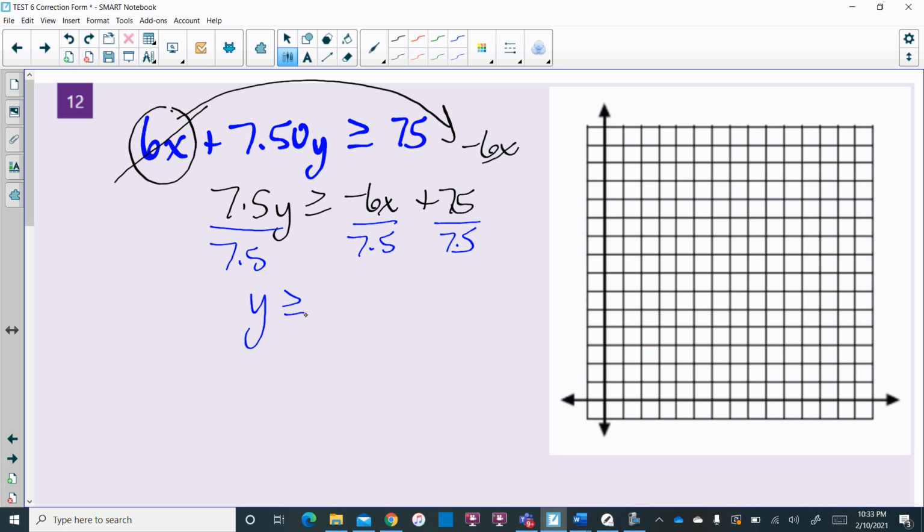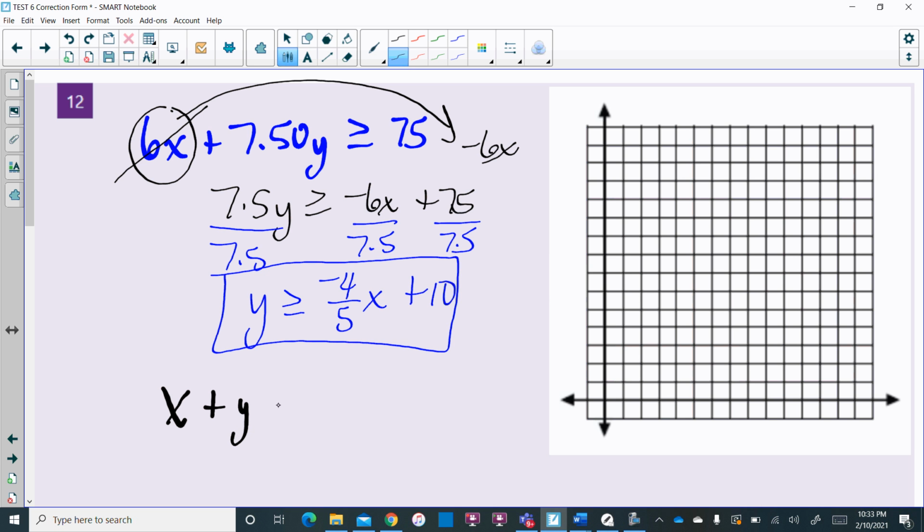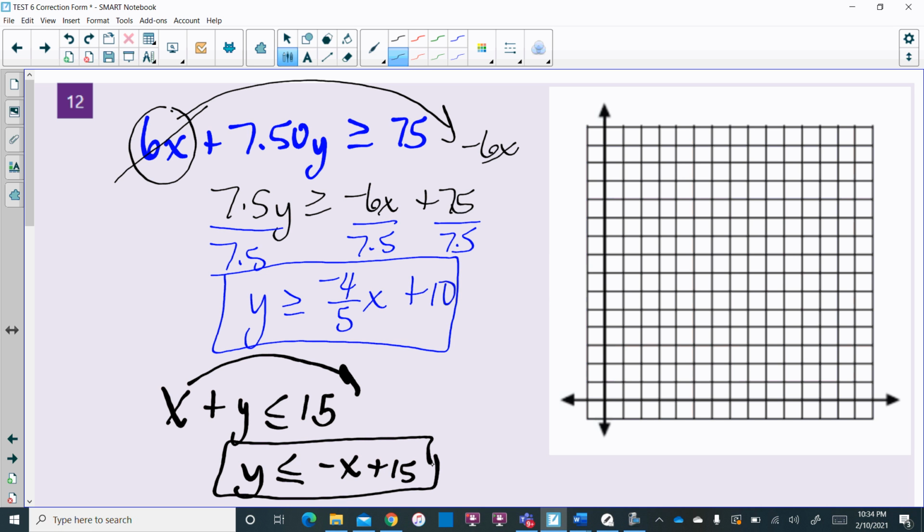So y is greater than or equal to negative 4/5 x, and then plus 10. So this was the equation that I was looking to see that you got to with your work. Now in the other equation, when we had x plus y is less than or equal to 15, when I move my x over, this one was a simple one. And most of you had this one, or some of y'all did. y is less than or equal to negative x plus 15. But we want the possible solutions.